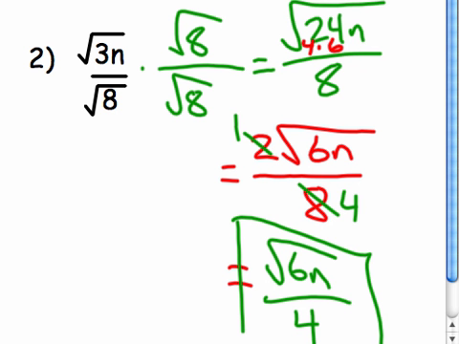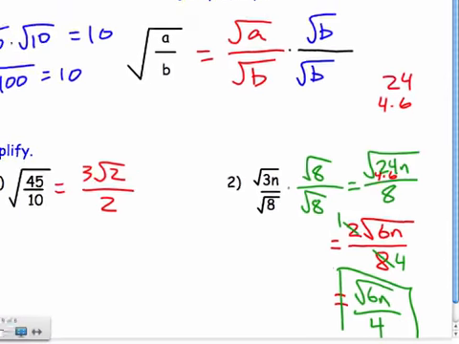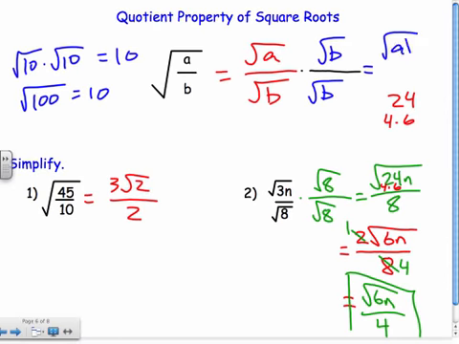So looking up at the top of my example, I would have multiplied by the square root of b over the square root of b. And I would have ended up with the square root of ab over b. Okay, that's how that would have worked.